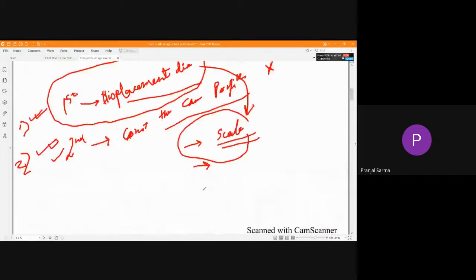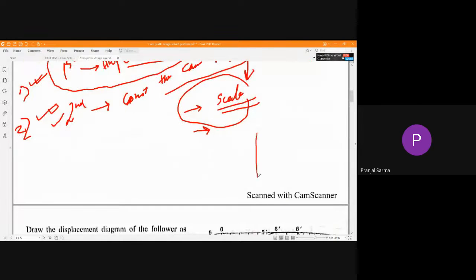So now for drawing the displacement diagram, what do we consider along the x-axis and what do we consider along the y-axis? Who can tell me?